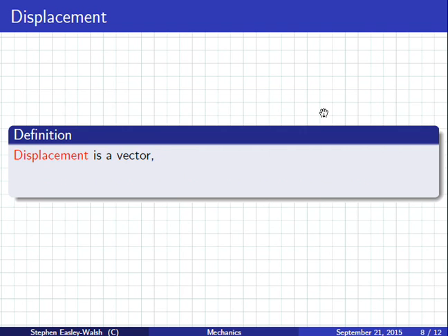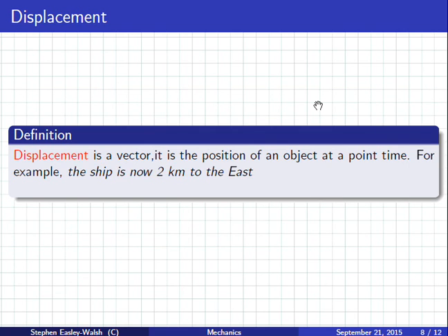Okay, and just in case you didn't know, displacement is a vector, and it's just the position. So for example, the ship is 2 kilometers to the east. I could say Fahad is 1 meter in front of me. This is the displacement. What else could I say? I could say the computer is 2 meters to my right. This is a displacement. Displacement is like a position. It points to where it is.